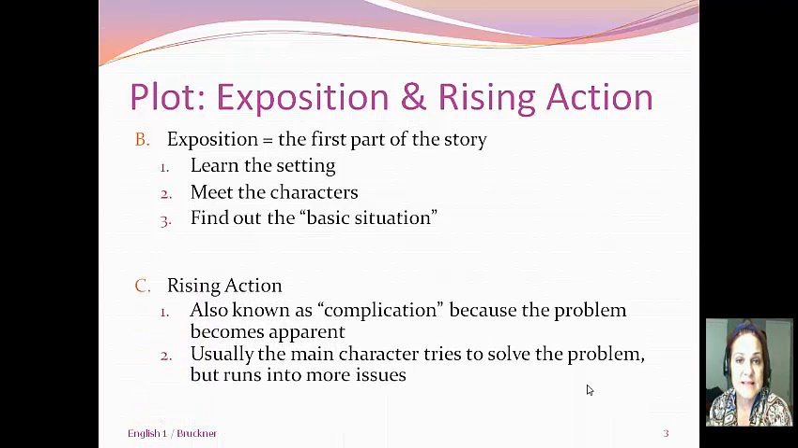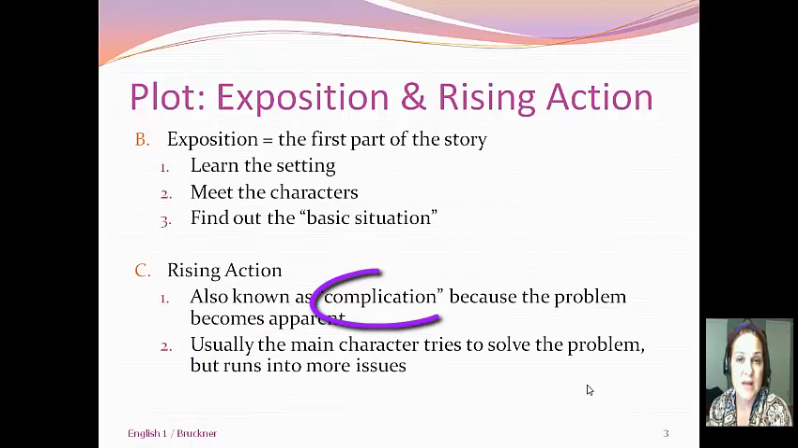The rising action is also known as the complication because this is where the problems start to pop up. They become apparent. And usually our characters try to solve the problem and just run into more and more difficulty and conflict. And as that happens, the tension continues to rise. Therefore, it's called the rising action.